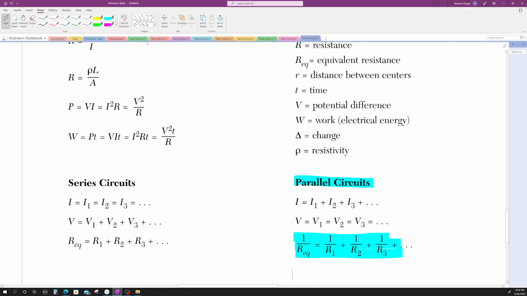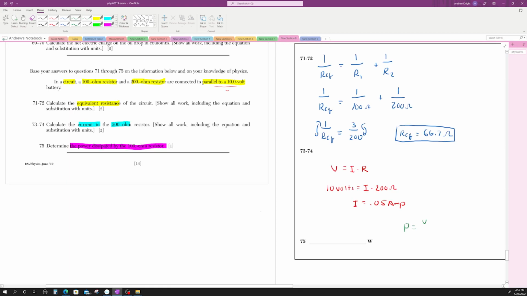So here we are. We're looking for the amount of power in the 100 ohm resistor. I know my resistor and I know my voltage, so from there I can solve for my power going down that particular branch, or P is V squared over R. And you'll end up with a power of 1 watt.